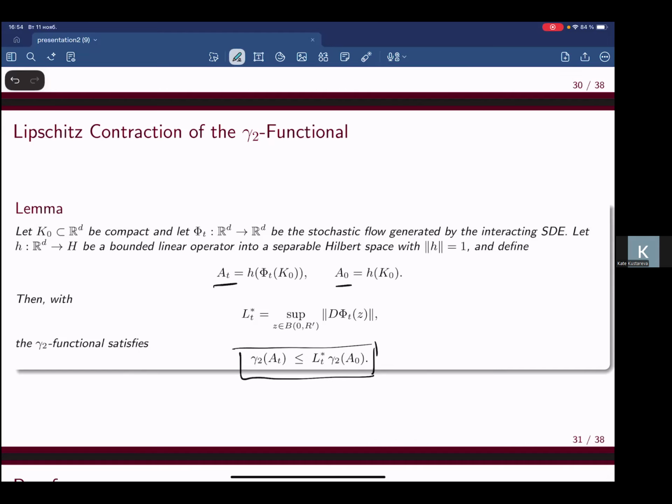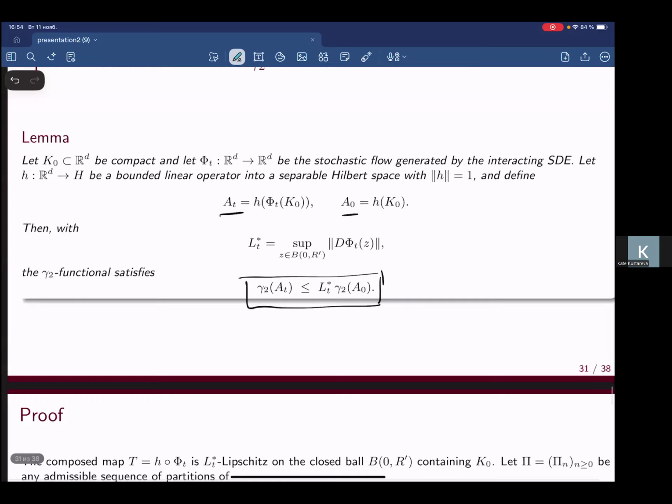This result means that the stochastic flow is Lipschitz with respect to multiscale complexity. In other words, the flow cannot increase the gamma 2 complexity of a compact set by more than the Lipschitz constant L, and it preserves the structure of the set across all scales. So let's prove this result.